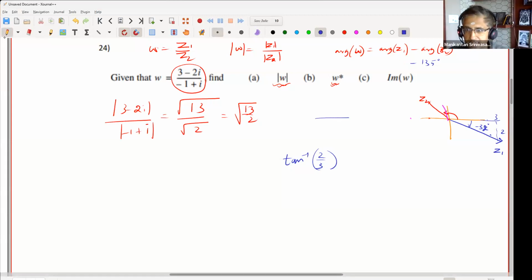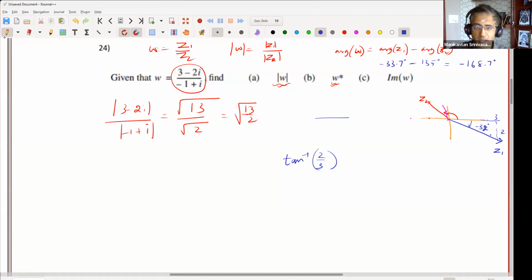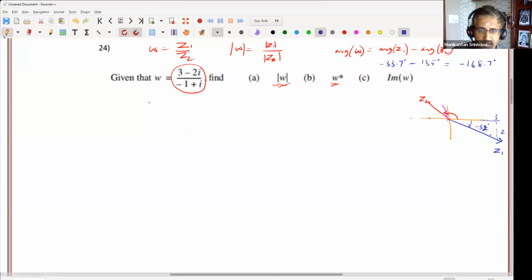So it's minus 33.7 in this case. And then the argument of the denominator, we all agreed, was minus 135. Therefore, net will be minus 168.7 or close to minus 180. Now, let's check whether we get the same answer by actually dividing it. By actually dividing it, we should expect a complex number which is almost close to minus 1. Do we see that? Let's see.